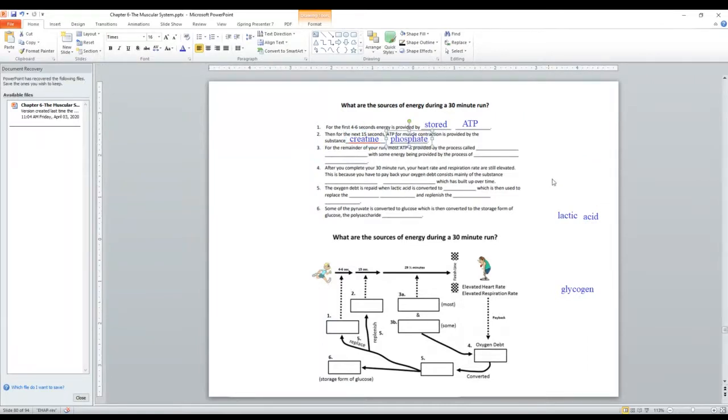But for the remainder of your run, that ATP is going to come from where? Aerobic respiration. Ooh, that's going to be too big for me to put in there. For the sake of time, I won't type this out. But for number 3, it's going to be aerobic respiration. Remember, the stored ATP and the creatine phosphate are just providing ATP temporarily until your heart and your lungs can catch up. So that's going to be aerobic.